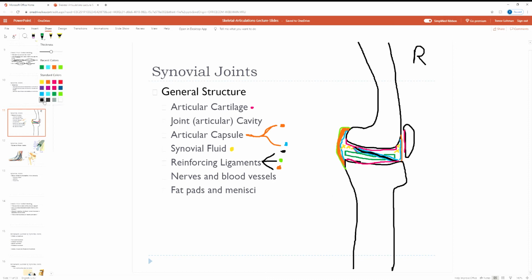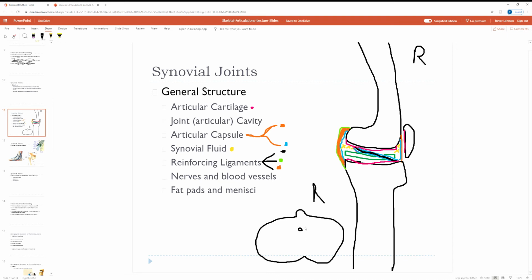Another better way to draw it for the knee in particular would be to draw a top view. Okay, so this would be a right knee superior view. And then we have our intercondylar eminence. And then you have your big C-shaped medial meniscus, and then a smaller O-shaped lateral meniscus. You don't need to draw this here, but it's just an example of a meniscus.